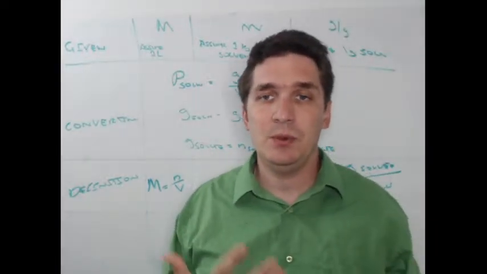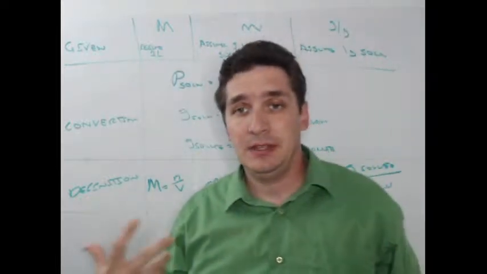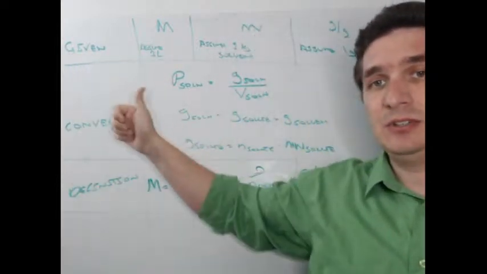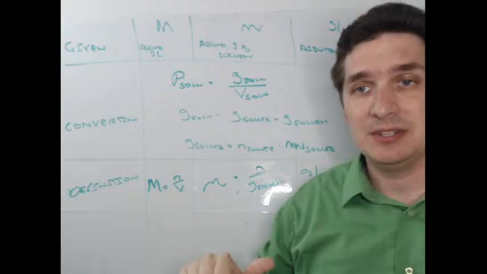So all you're doing with these conversion problems is saying, for easy math, let's just assume I have 1 of whatever is the denominator. If I've got molarity, I'm going to assume I have 1 liter of solution. If I have molality, I'm going to assume I have 1 kilogram of solvent.